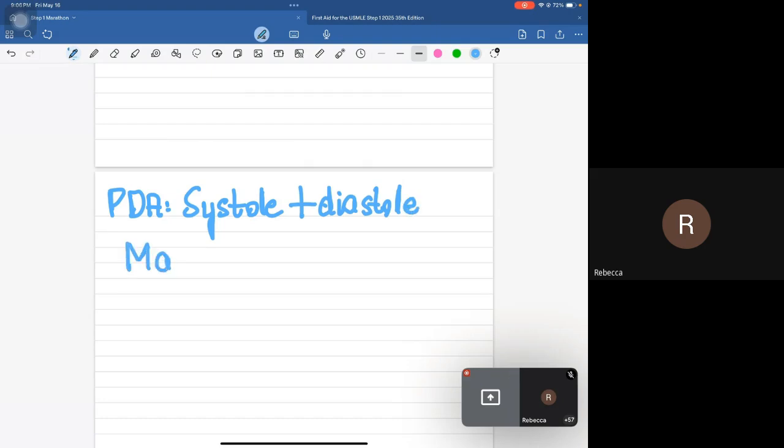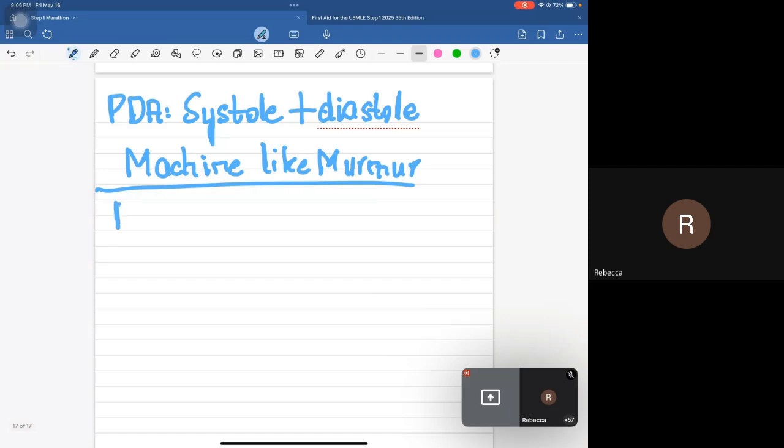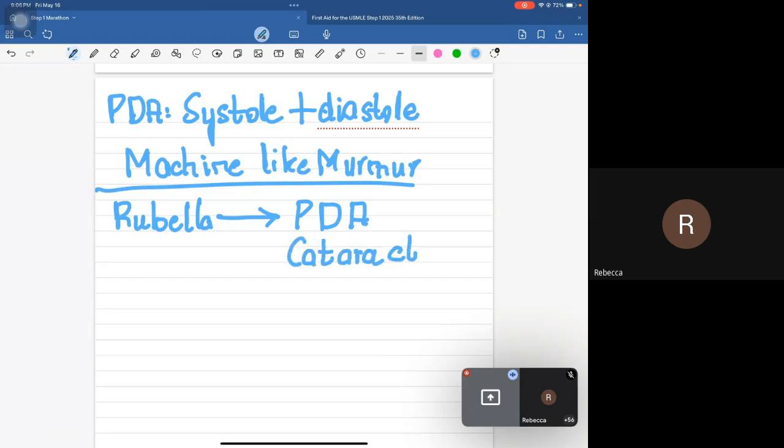Now, why does this murmur become important? This murmur becomes important because if the patient is having a murmur of PDA, then it means that this patient will most likely be having rubella syndrome, right? And what is rubella syndrome? Rubella syndrome means that the patient's mother had rubella infection during pregnancy, and now the patient would have the triad of rubella syndrome, which includes PDA, that is patent ductus arteriosus, plus cataracts, plus sensory neural hearing loss.